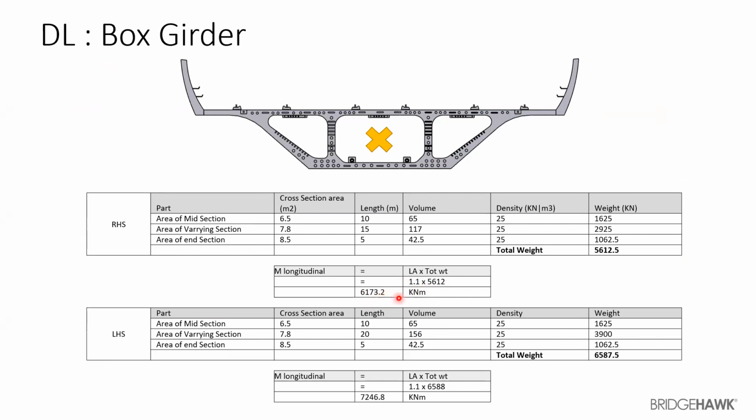All right. Similarly, we'll do the same for the left-hand side and we'll get the moment. So in just a small manual calculation, you found out that there's a difference of maybe 900 kilonewton. Okay. So that is that residual longitudinal moment that we were talking about.